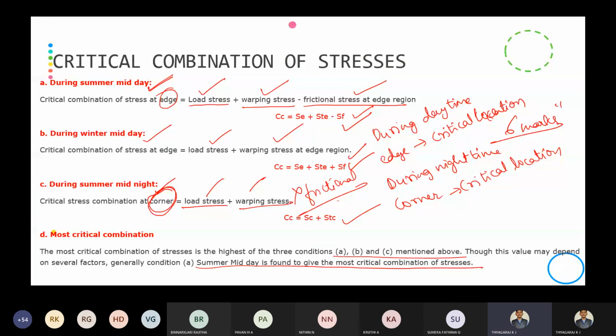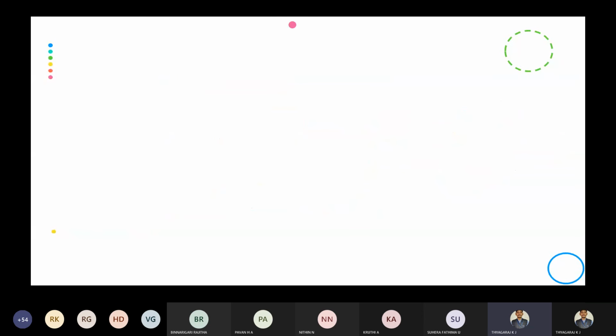Then comes the critical combination of stresses. We have considered three times: summer midday, winter midday, and summer midnight. Among all three, whichever is the highest, we are going to select. During summer midday, the stresses will be maximum. The critical combination is maximum at summer midday, so that is found to be the most critical combination. This is all about the stresses which are going to develop in the cement concrete pavement.